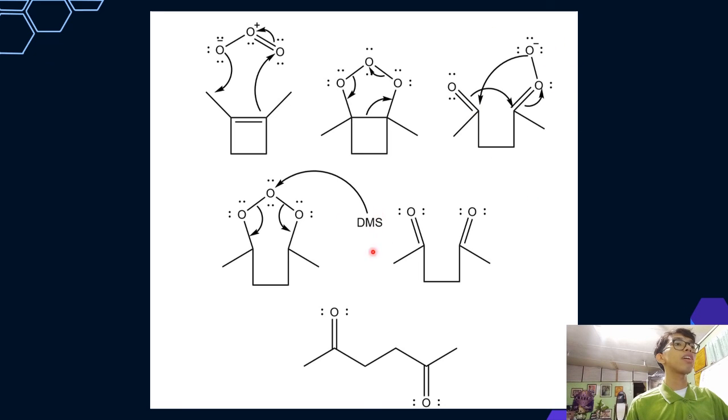Then via DMS or dimethyl sulfide, it will take that oxygen and it will lead to the double bond, and it will lead to the oxygens here to form a double bond with the carbons here. Now, once we have this structure, we can rearrange that, unfold that to form this product.